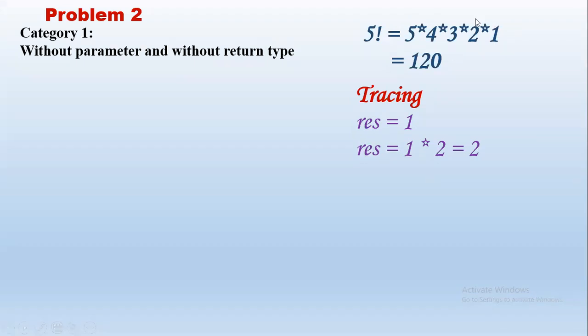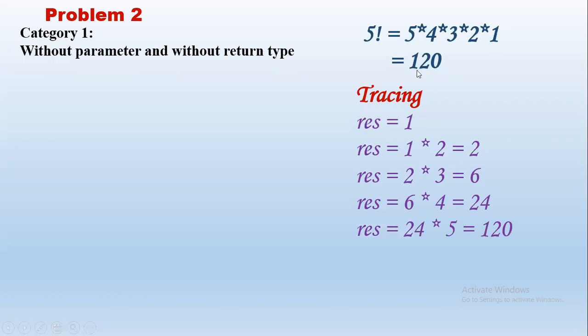Next, we have to multiply this answer with 3, right? So we have got 2 as answer, multiply with 3. So 1 into 2 into 3, we will get 6. That is stored to result. Next, the answer we got as 6, we will multiply with 4, right? So 6 into 4, we will get 24. Now we got 1 into 2 into 3 into 4, right? That is 24. We will multiply that with 5, right? So we get the result 120.